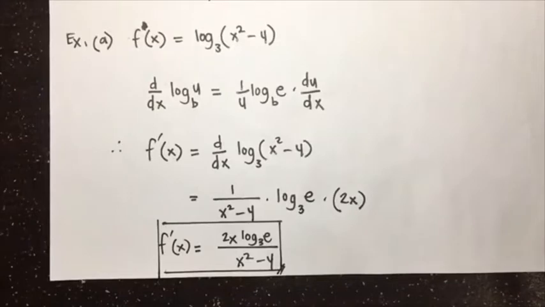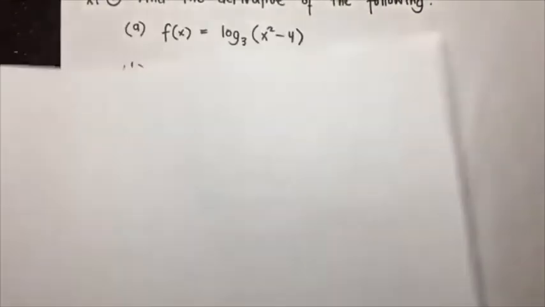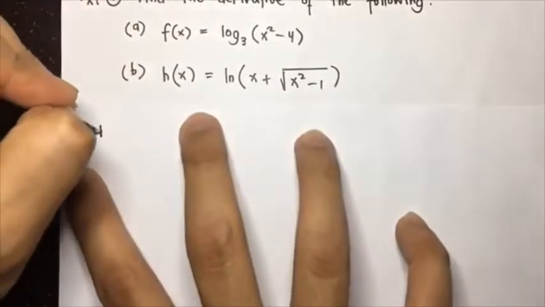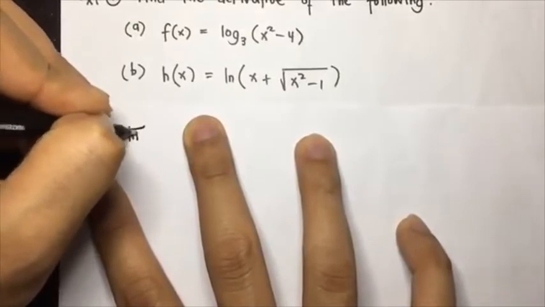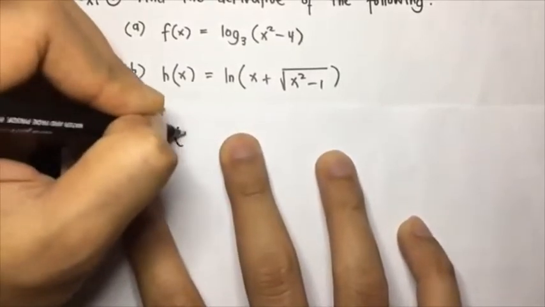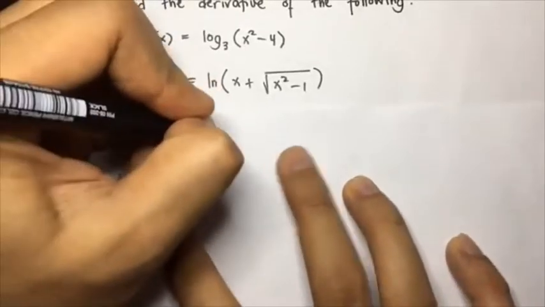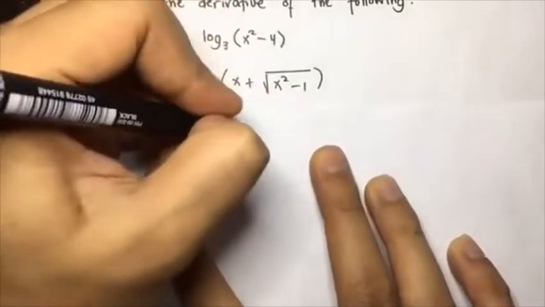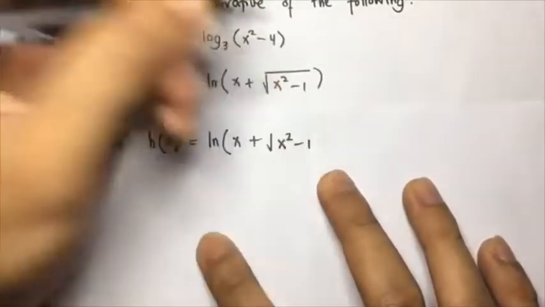For our second example, here we have h of x is equal to ln of x plus square root of x squared minus 1.